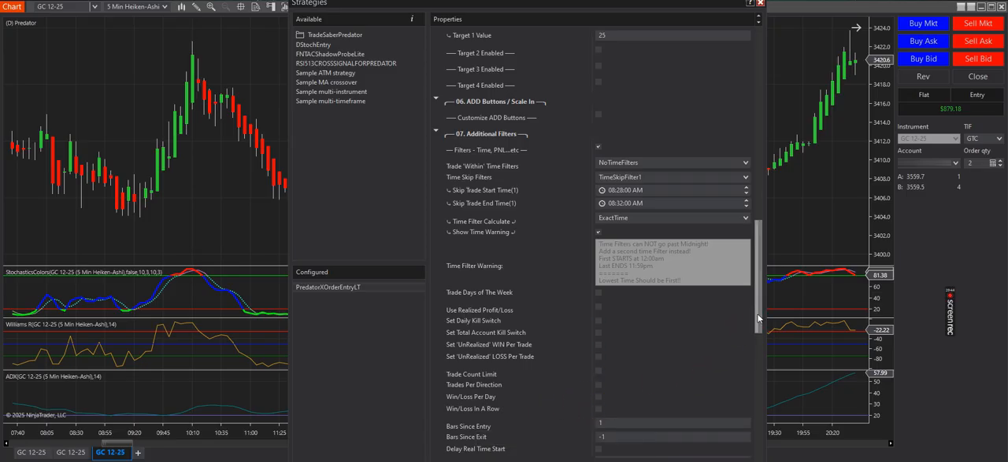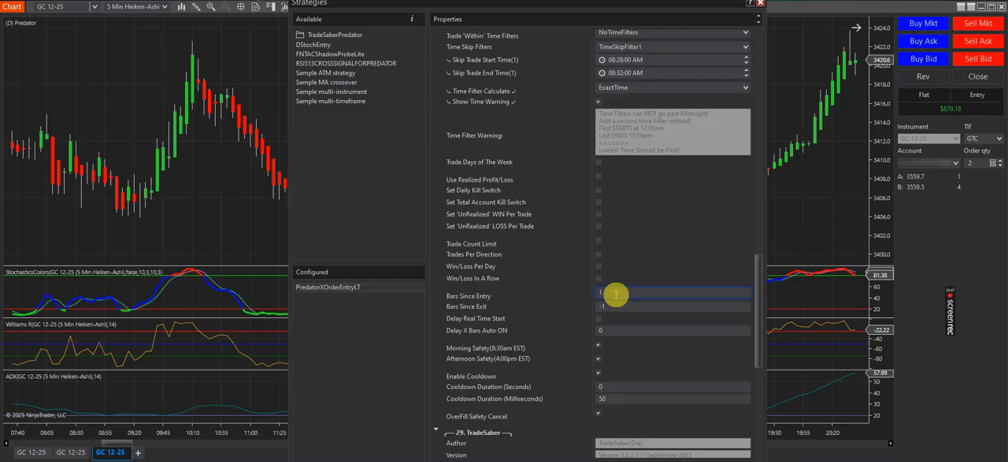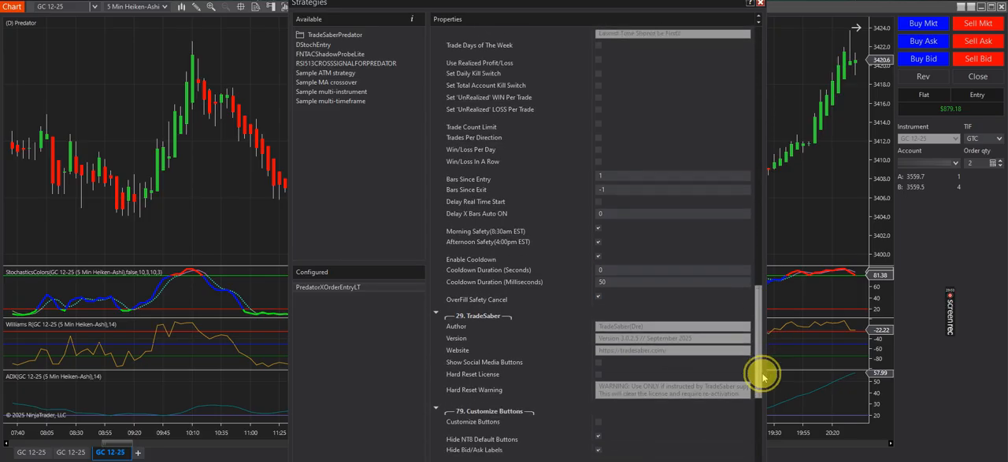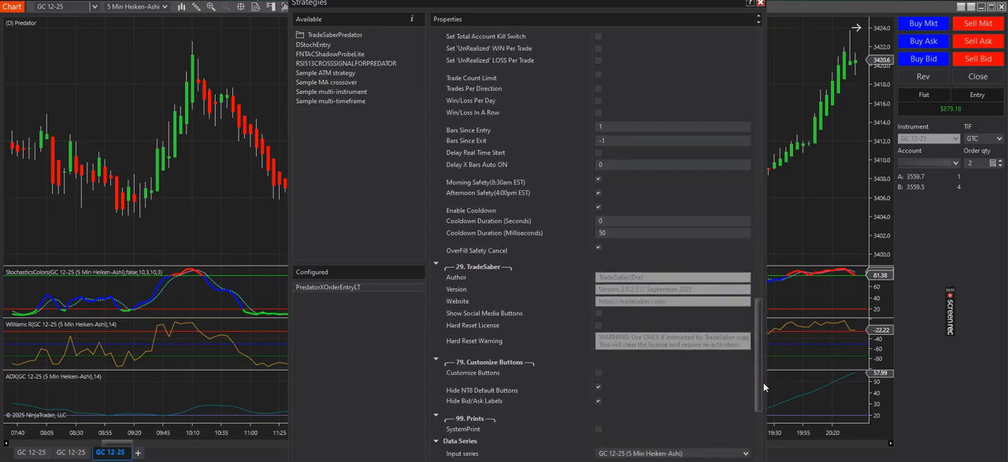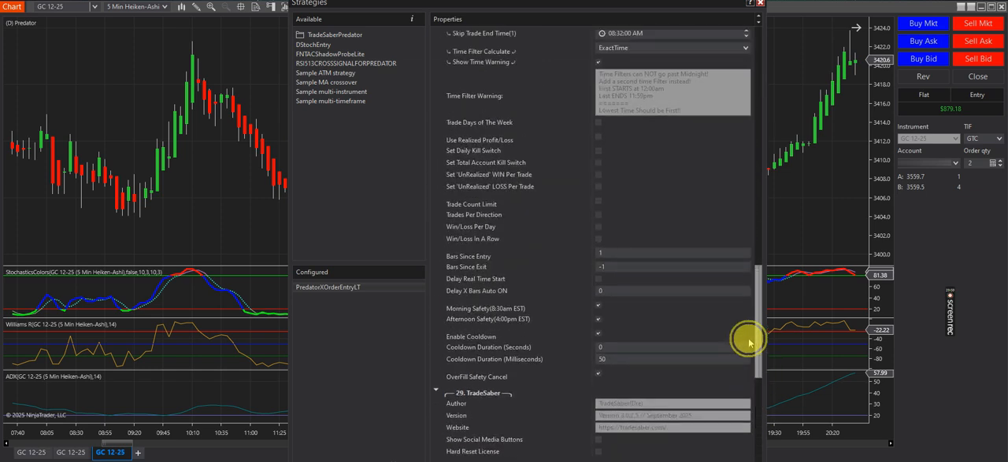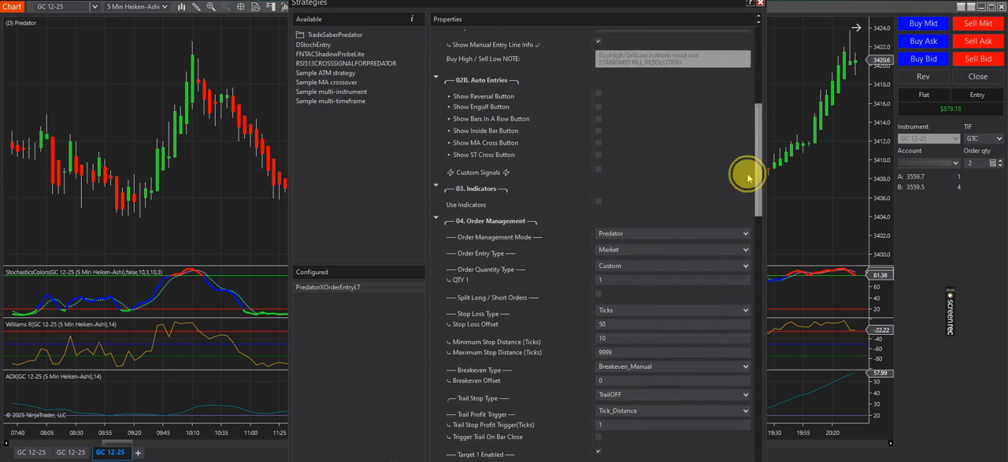So this system is limitless. There are just so many features here that you can set up with your ATM to make your trading more manageable. So this is all I have to say about the Predator.